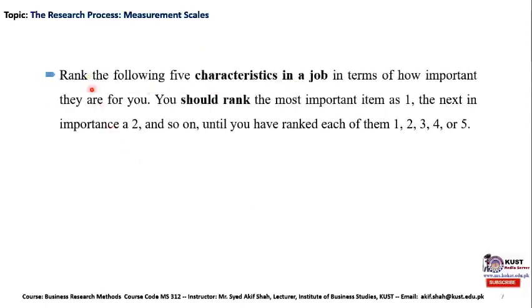Let's take another example: 5 characteristics in a job in terms of how important they are for you. You should rank the most important item as 1 and the next most important as 2, and so on and so forth, until you have ranked all of them. So 1 means highest importance for you as a characteristic of your job, and 5 means that this factor is least important for your job.